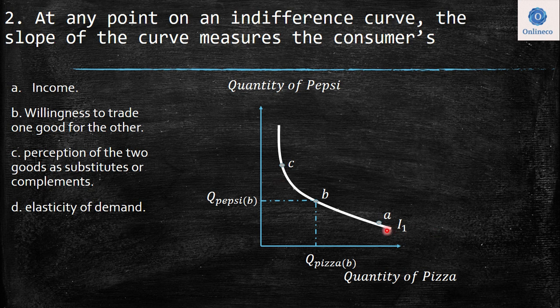The other side is when you have a lot of pizza and maybe you get thirsty. So in that case, you can trade a lot of pizza for just a little bit of Pepsi. So this is the situation that at the end of the day measures the willingness to trade one good for the other.